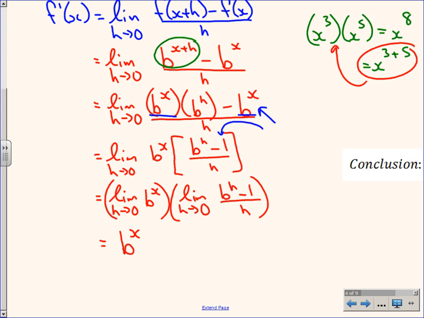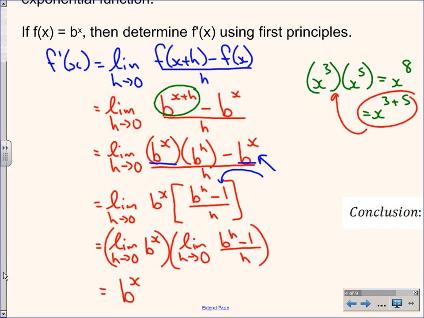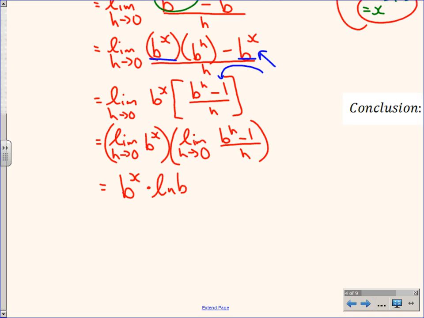But the second part, the limit as h approaches 0 of b to the h minus 1 over h, we just wrote that down, right? That was this. That's equal to ln b. So this second bracket is just ln b. And that's our derivative. That's f prime of x.